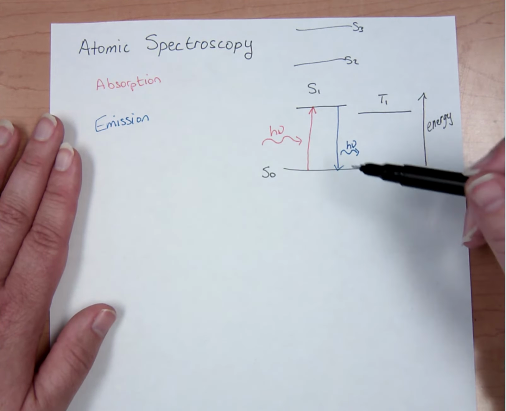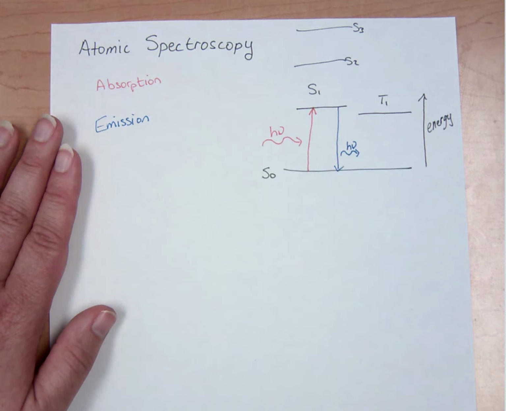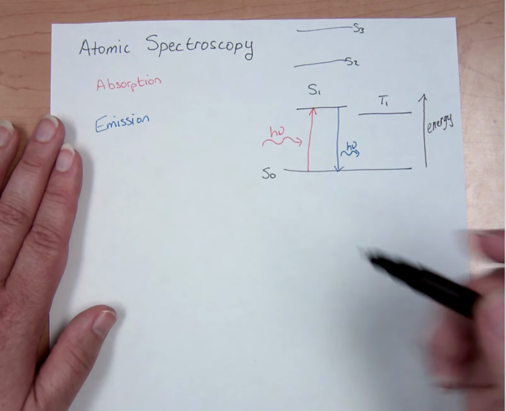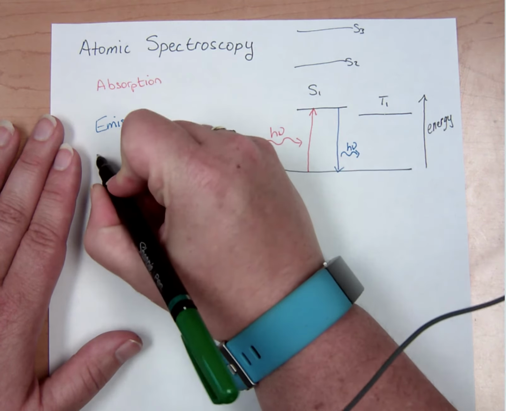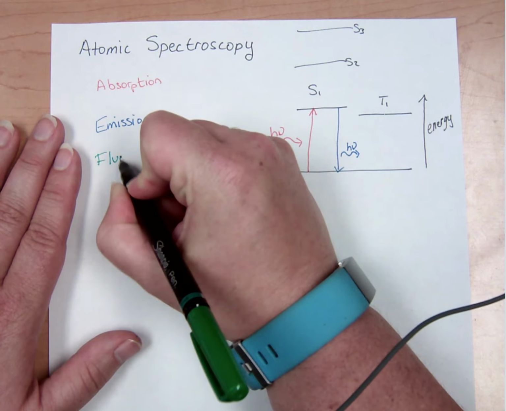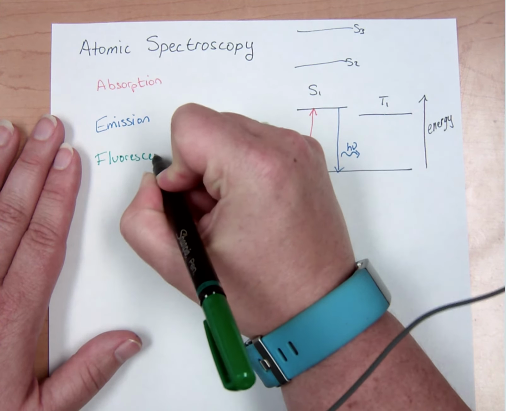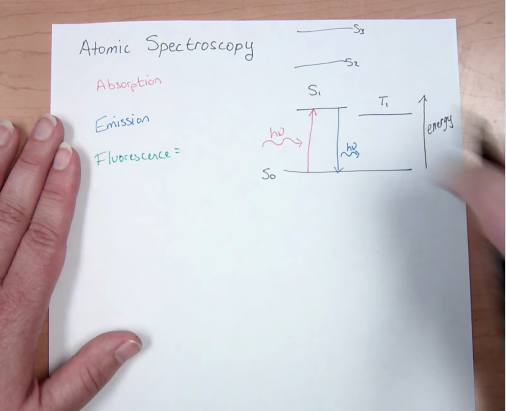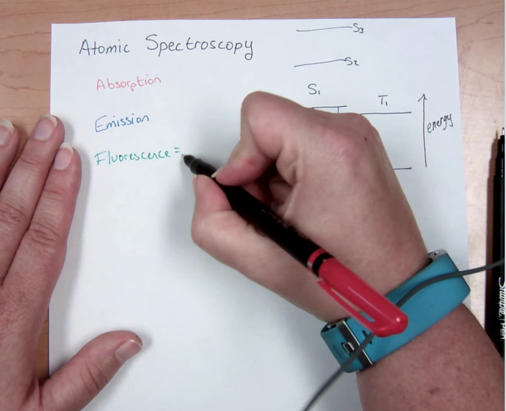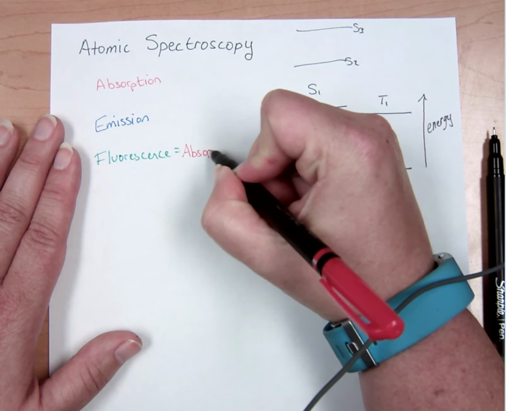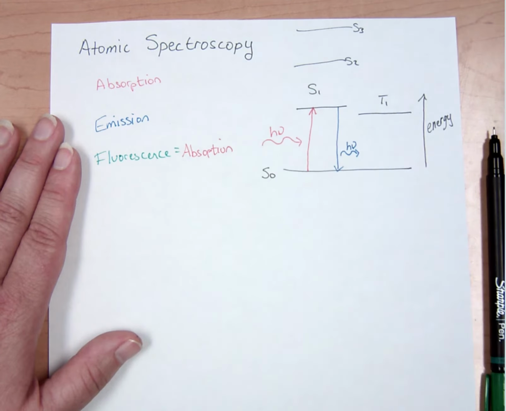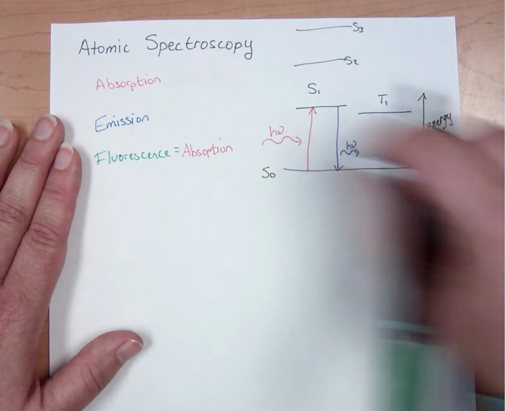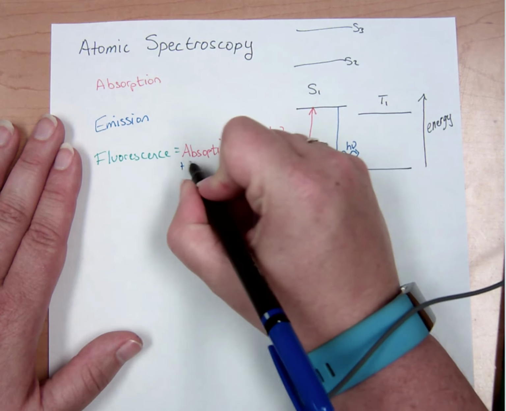Now, we might talk about fluorescence, which is when we get excitation or when we get absorption plus emission. And this is the combined process of absorption plus emission.